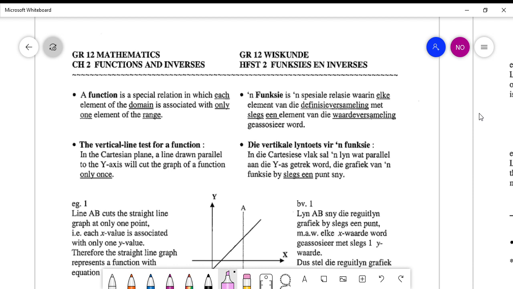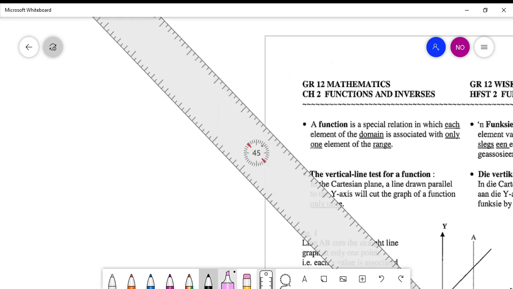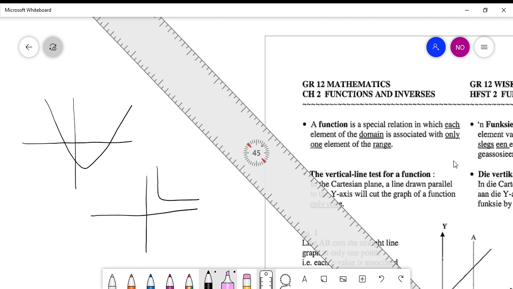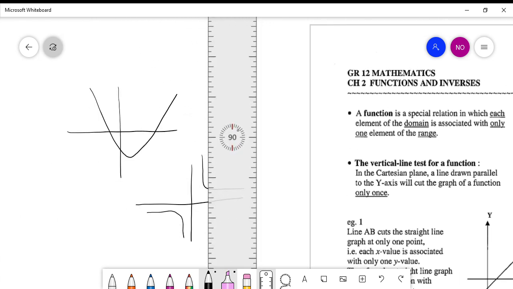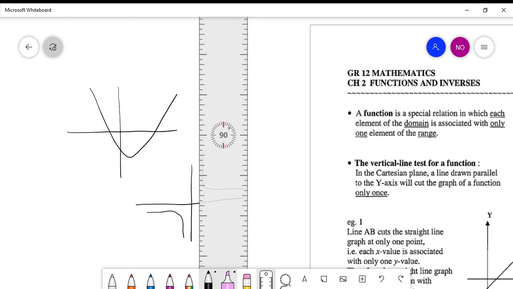Nee? To test if something is a function, we use the vertical line test. The vertical line test is literally when you draw a graph, we know that this is a graph. And we know that this is a graph. Okay, let's just look at two of the graphs or the functions that we have worked with. If you take your ruler, kom nou, en jy sit hom verticaal neer, and as you move it along the function, do you see that it is only intercepting the function at one point?